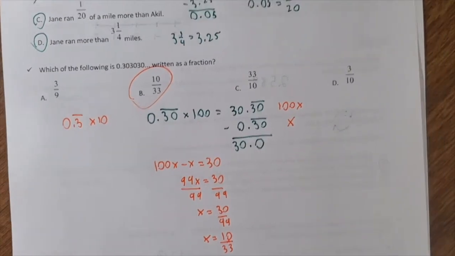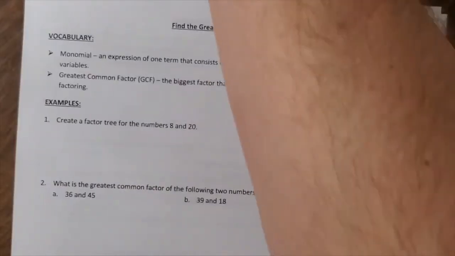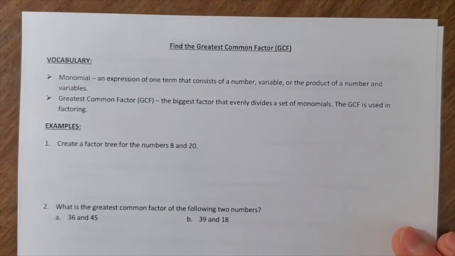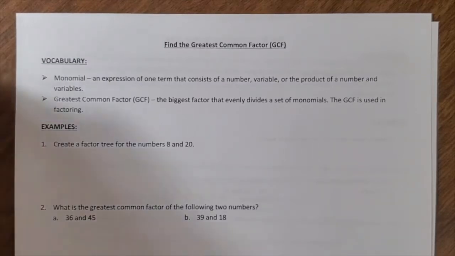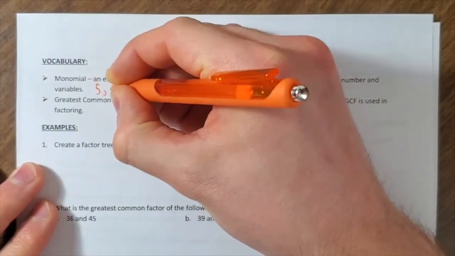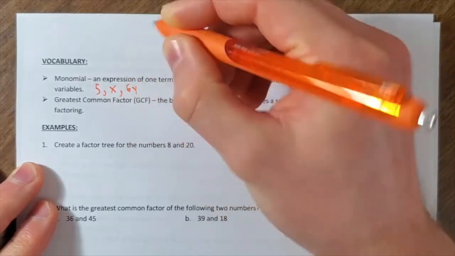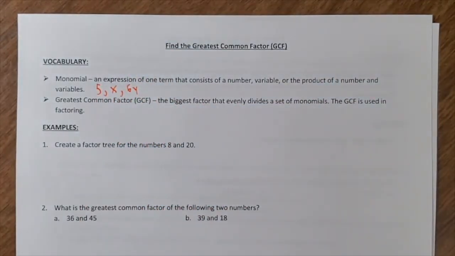But now let's move on to our next topic, our greatest common factor. We've got a couple of new vocab terms here. So monomial, that's an expression of one term that consists of a number, variable, or a product of a number or variable and variable. So that could be something like 5x or 6y, just one number, a variable, or their product, just one grouping of terms there.